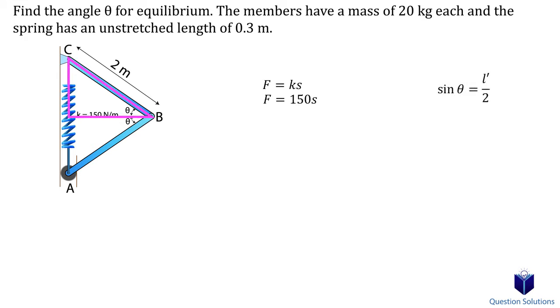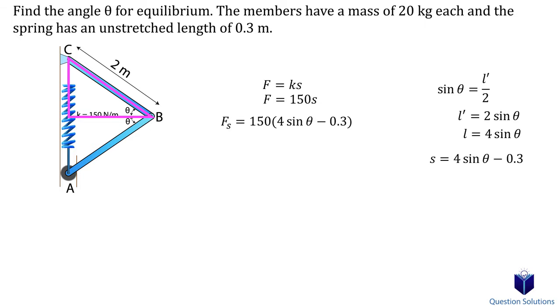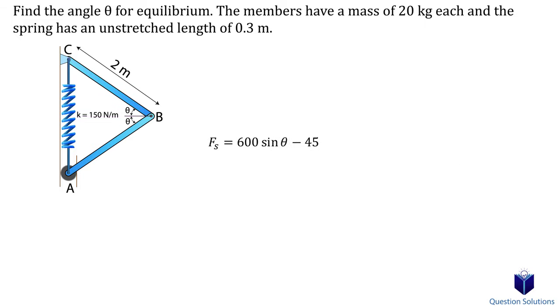Using sine, we can represent half of the length of the spring. That means the full length of the spring is 2 times that. Originally, the spring has an unstretched length of 0.3 meters. So to find how much it extended, we need to subtract this amount. This gives us the extension. Now we can plug this back into our force equation and simplify. Next, we will analyze each member separately.